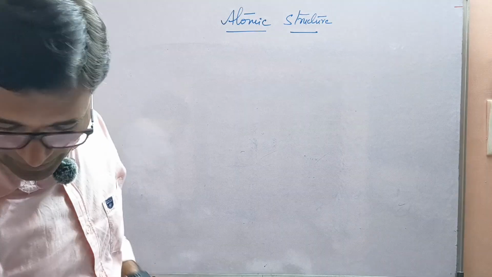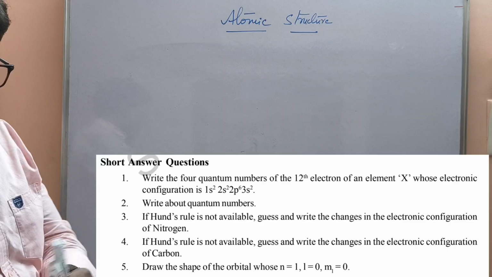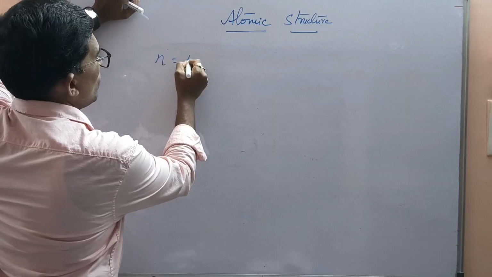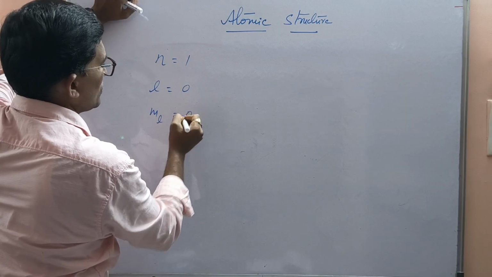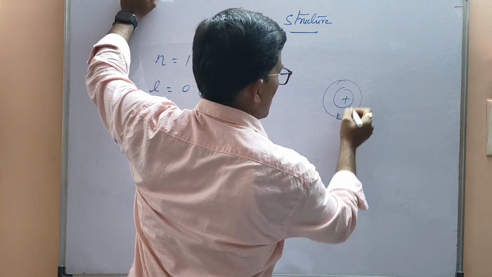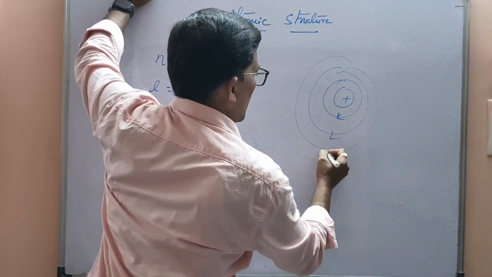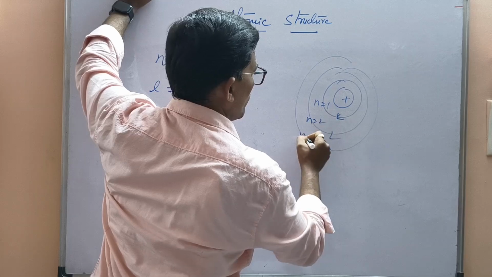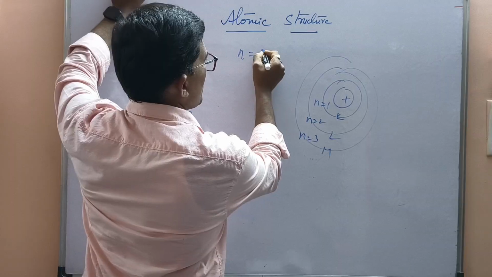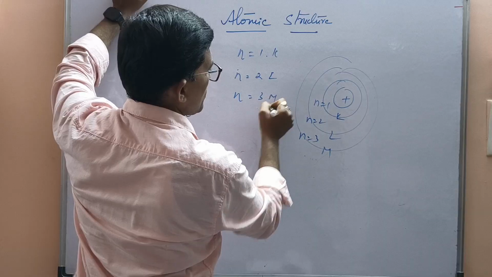Okay, now the next question is, draw the shape of the orbital whose n is equal to 1, l is equal to 0, ml is equal to 0. Which orbital? Now I will explain clearly. This is the nucleus of a given atom. This is the first shell, second shell, third shell. I did not mention which atom, I am simply saying K, L, M. Here it is n is equal to 1, n is equal to 2, n is equal to 3. According to the principal quantum number, n is equal to 1 is the first shell, K shell, n is equal to 2 is the second shell, L shell, n is equal to 3 is the M shell, and so on.